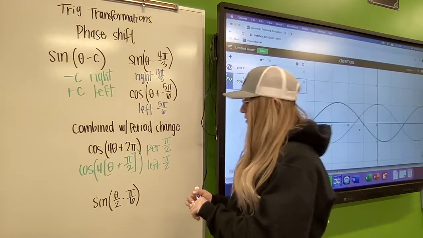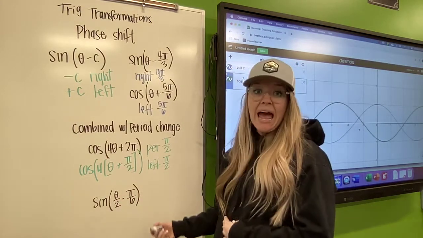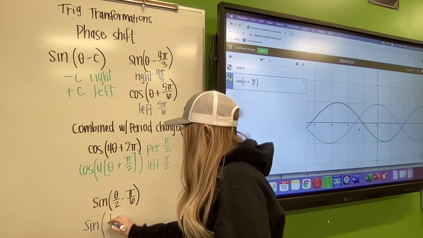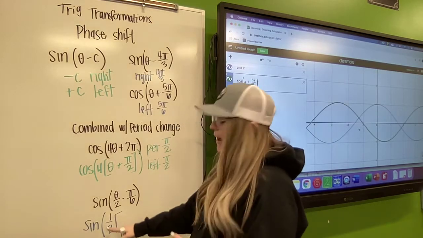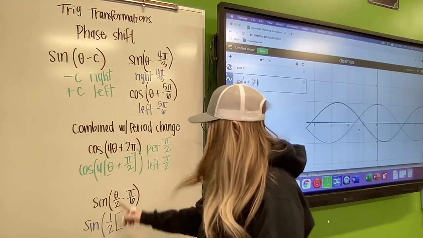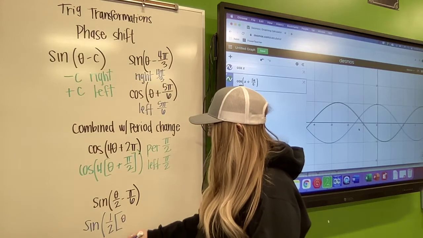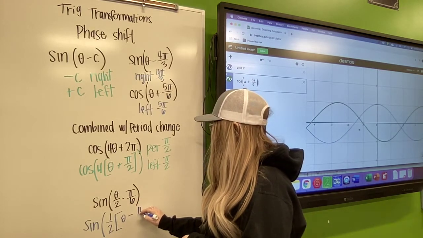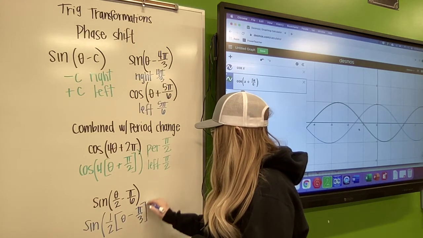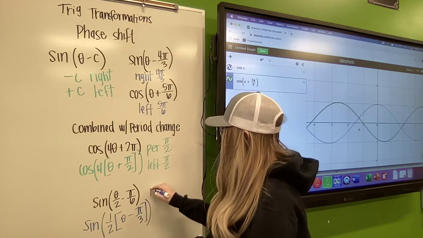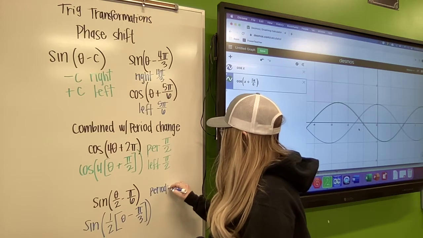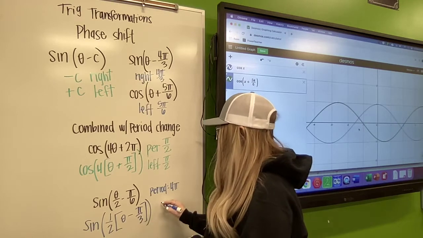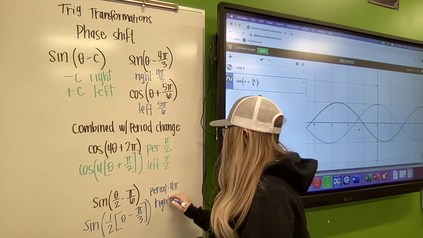Same thing would happen here with my sine wave, except now there's a 1/2 attached to my theta. So when I factor out that 1/2, dividing by 1/2 is the same as times 2. That's going to leave me with theta, and I'm going to times pi over 6 by 2, which will give me pi over 3. So now I see my period here is going to be 4 pi, and my phase shift is going to be to the right, pi over 3.